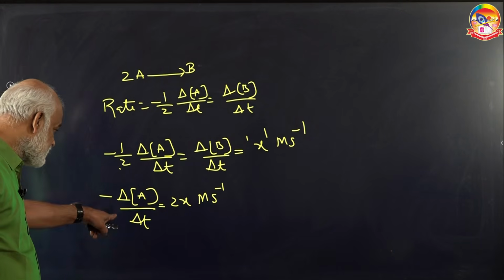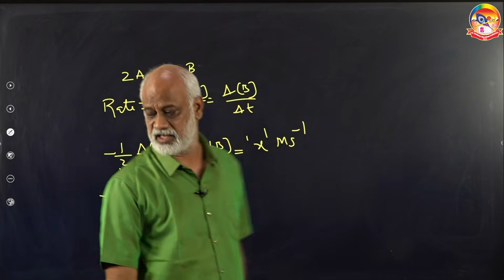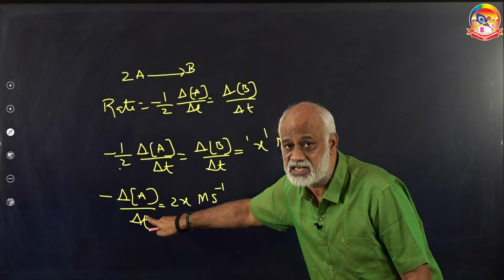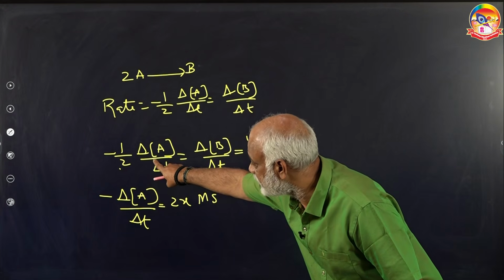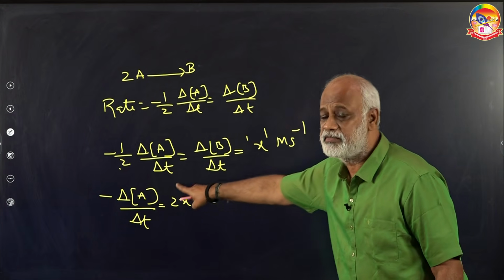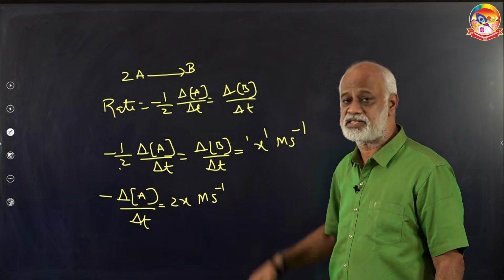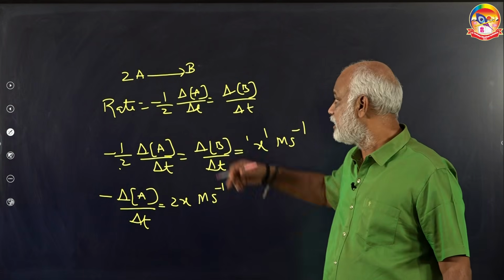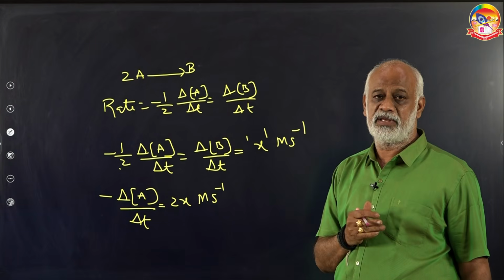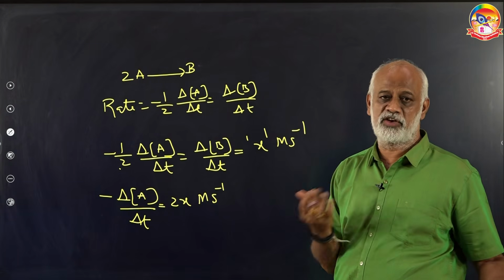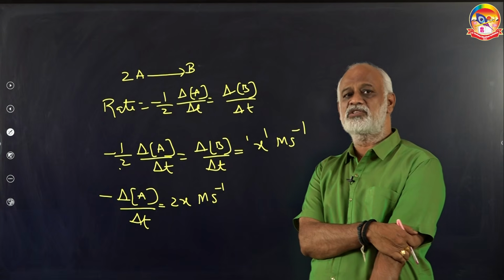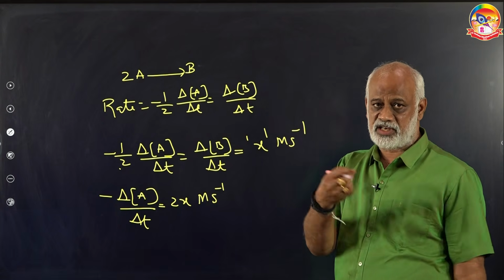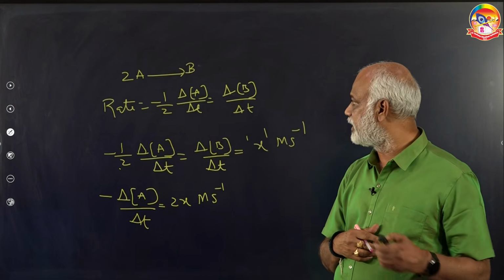This minus delta [A] by delta t is what we call the rate of disappearance of A. So the rate with respect to A is x, but the rate of disappearance of A is 2x. So coefficients play a vital role here. Luckily for us, B has no coefficient. Therefore, the rate with respect to B is also x, and the rate of appearance of B is also x. Let us take one more example to understand it in a better way.